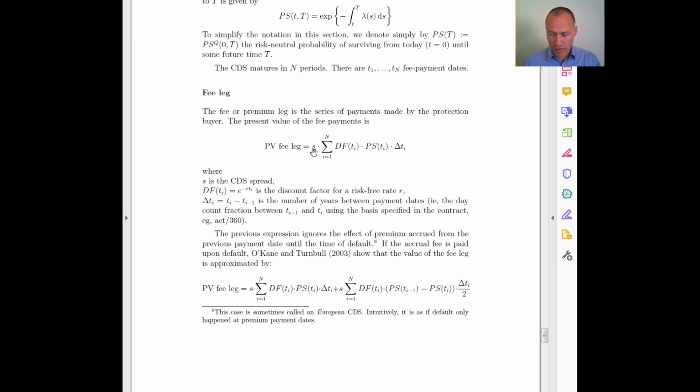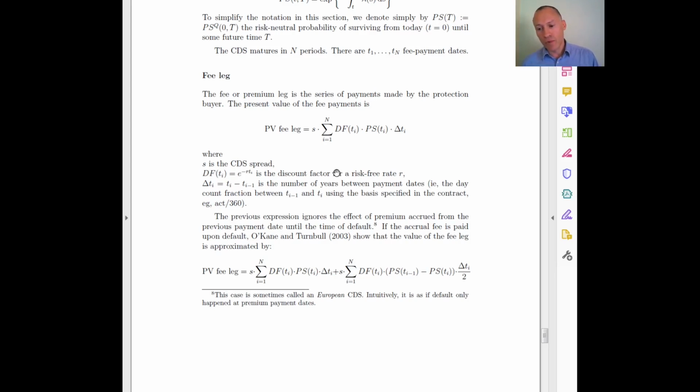To understand this, since this S is a constant, move it inside the summation next to this delta Ti. This S is an annual figure, and delta Ti just adjusts for the payment frequency. If the payments are semi-annual, delta Ti will just be 1/2, so you would divide the annual spread by 2. That would be the amount you would pay every 6 months, times the probability of surviving until that period, and then times the discount factor, using the risk-free rate, to discount that back to today. Then you add up all the fee payments that the CDS specifies, from the beginning until the maturity of the CDS. So that's the present value of the fee leg.